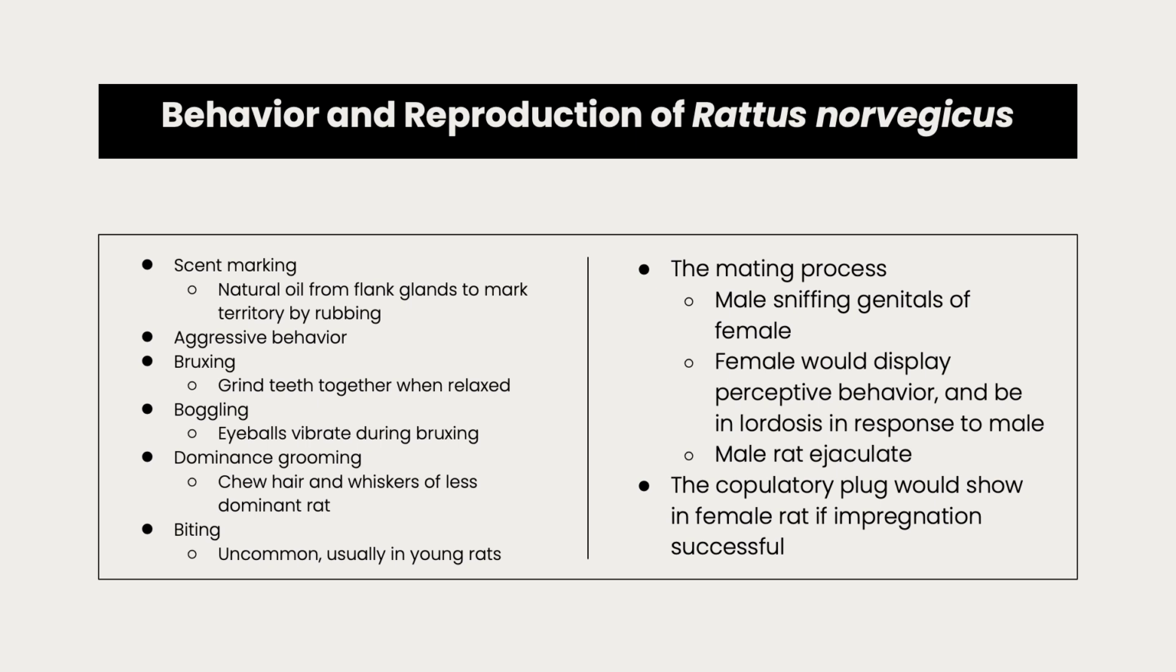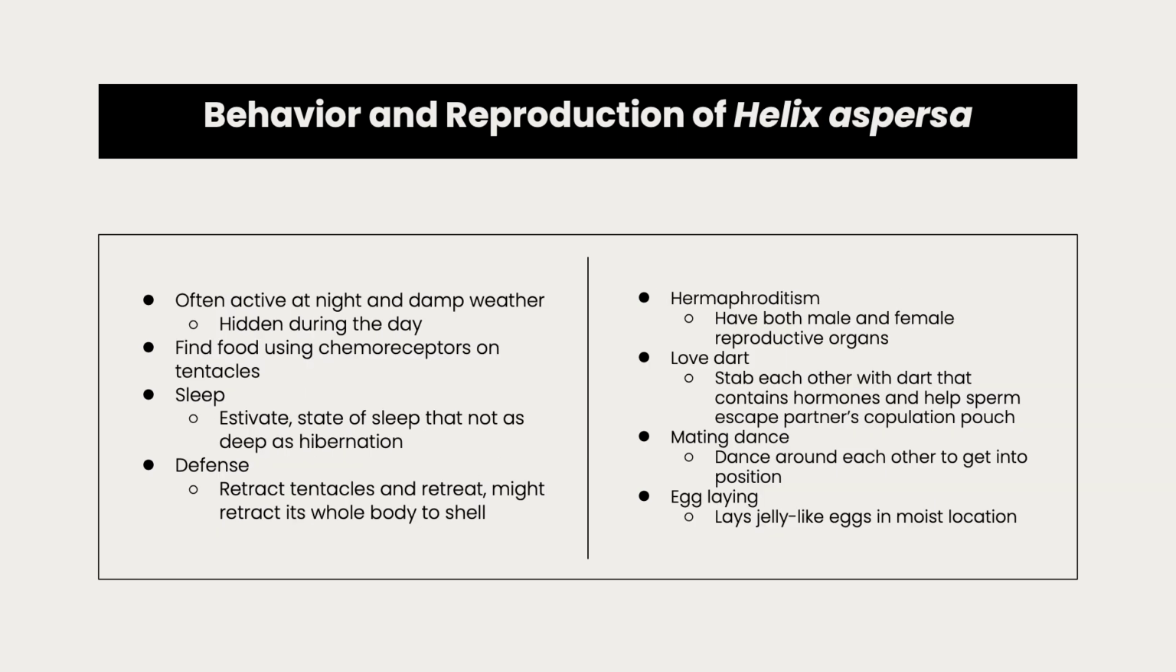Especially in tough environments, because they have a short lifespan, they reproduce early, within just a few weeks of afterbirth, ensuring rapid population growth and survival even when resources are low or dangers are high. Finally, we're looking at the behavior and reproduction of the snail.